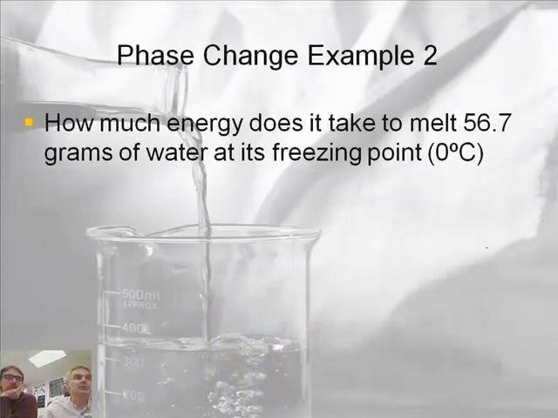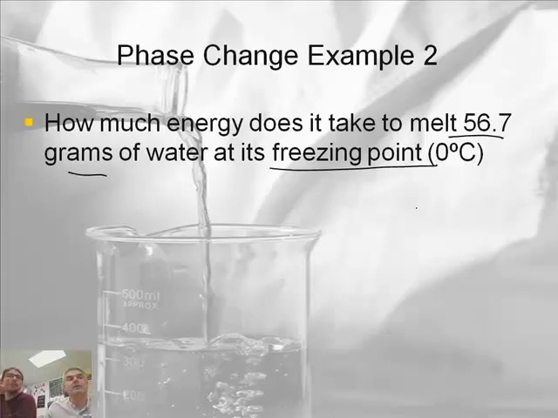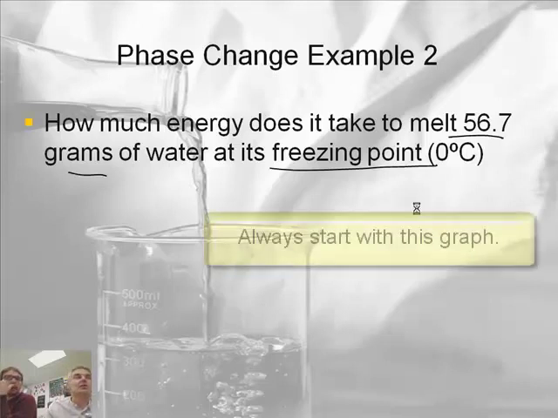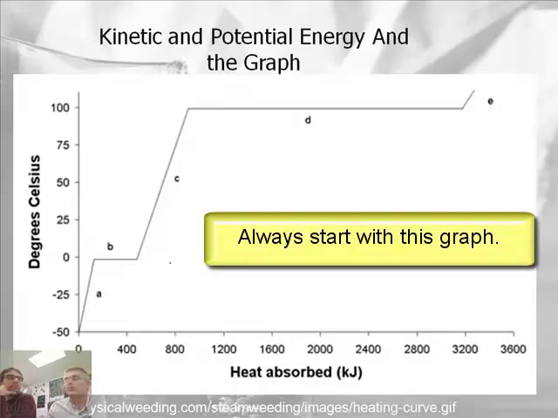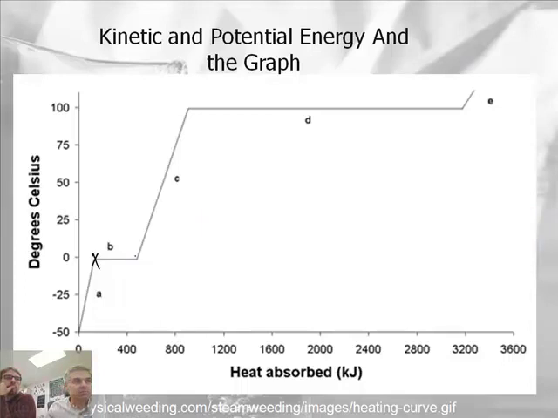All right, let's do example number 2. How much energy does it take to melt 56.7 grams of water at its freezing point? Let's look at the graph. If I'm at its freezing point, it's still water, so that's B. I'm starting here. It's frozen ice, and I want to just melt it.